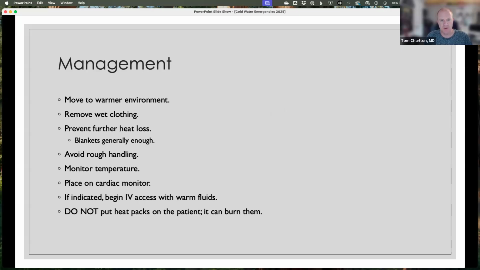So how do we manage hypothermia in the field? Well, the first thing is we've got to get them to a warmer environment. So get them into the cab of the truck as quickly as we can. Try and get them out of their wet clothing. Again, that wet clothing is allowing evaporative heat loss to occur. So we need to get them out of that wet clothing and get them dried off. We want to prevent further heat loss. Since we don't have great ways of rewarming patients actively in the field, we need to prevent their hypothermia from getting any worse and allow their body to reheat as much as it can on its own.